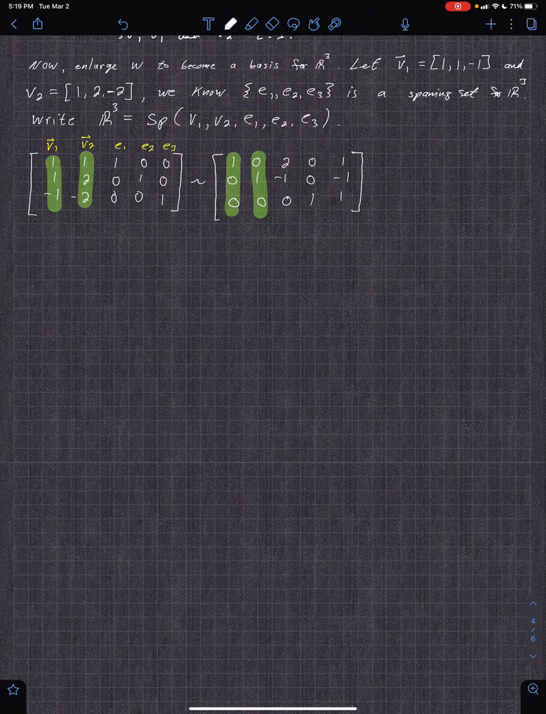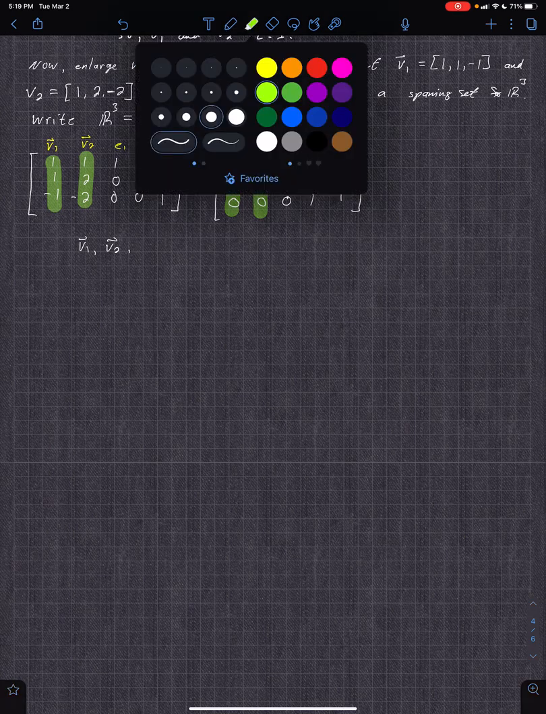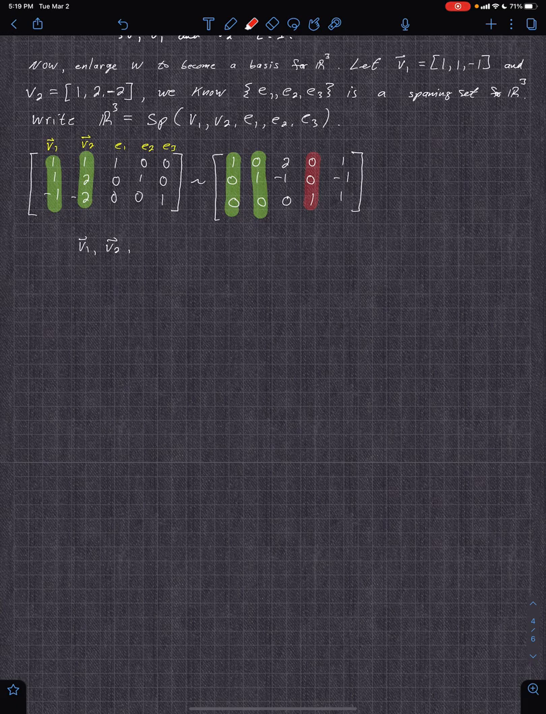So the point is V1, V2, and this vector here spans all of R3 and is a basis. That's actually E3. All right, so this set here, oh, I can't stand when I do that. This set here is a basis for R3. Okay.